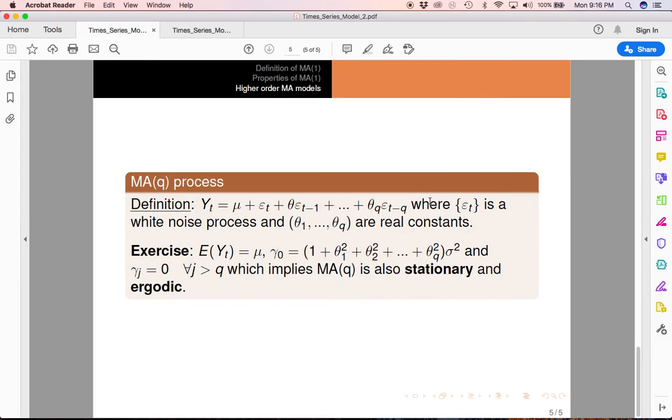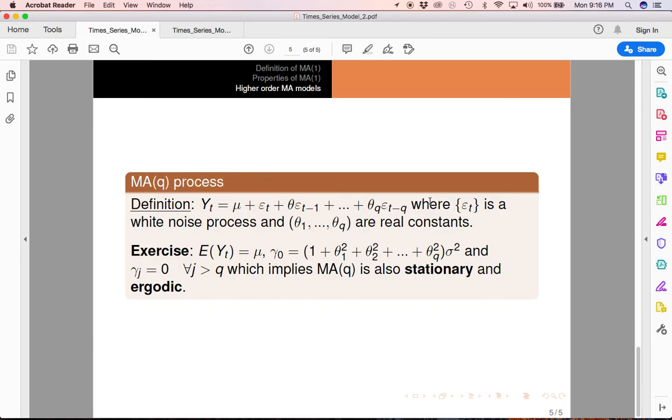Likewise, we can have a higher order moving average model if we continue summing the weighted Gaussian random variables up to order q, or term q. So in this case, we would have y sub t equals mu plus epsilon t plus theta 1 times epsilon t minus 1 all the way up to theta q epsilon t minus q, but all these thetas are real constants, and the epsilon t's, like before, are the Gaussian white noise.